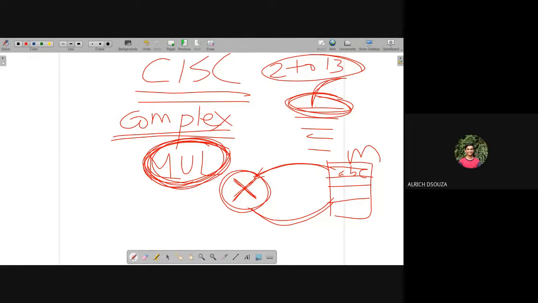Yes, sir. So because of this, can I comment that there are fewer instructions per program? आपको RISC में suppose 5 instructions लग रहे थे, यहाँ पे आपको 3 ही लगेंगे. So that is why you require fewer instructions per program. But at the cost of what? Your number of cycles per instruction will increase.